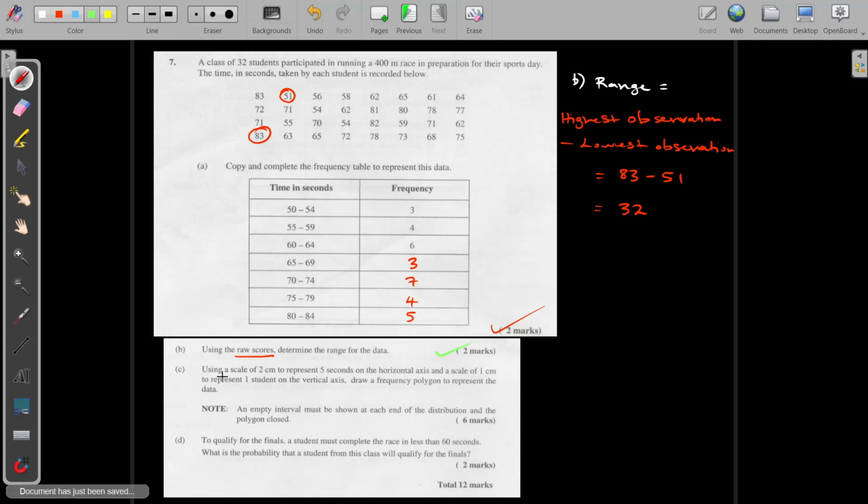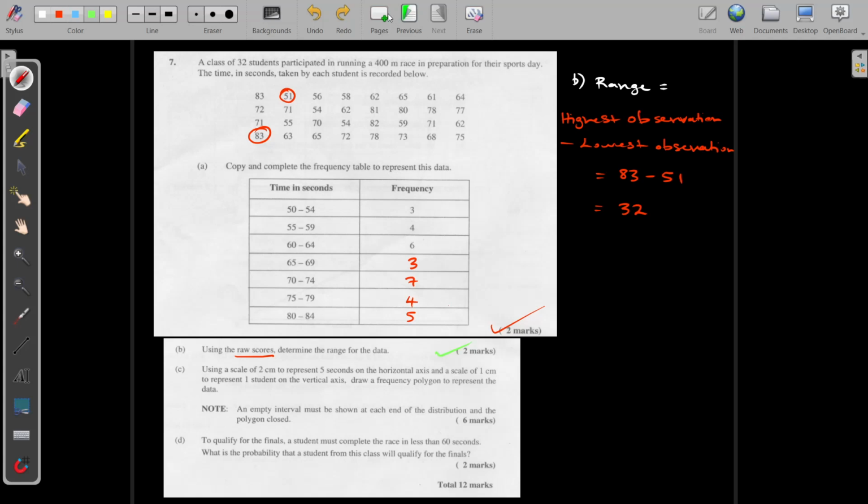So now it says using a scale of 2 centimeters to represent 5 seconds on the horizontal axis and a scale of 1 centimeter to represent 1 student on the vertical axis. So this is just the y-axis and this is the x-axis. Draw a frequency polygon to represent the data. And here they were so kind enough to leave us a note. An empty interval must be shown at each end of the distribution and the frequency polygon closed. So they're basically telling us that we must connect it to the x-axis at the start and at the end. So they were generous enough to remind us of that.